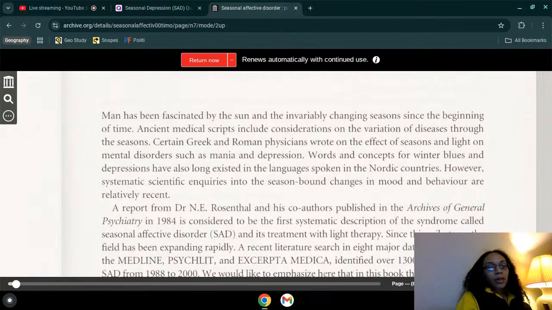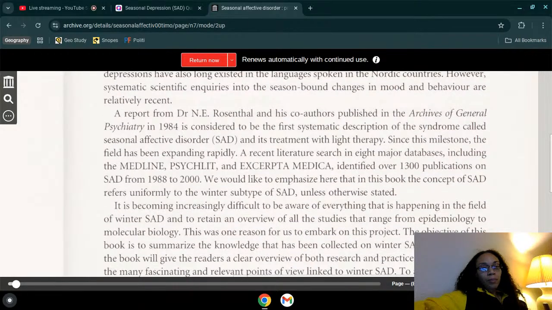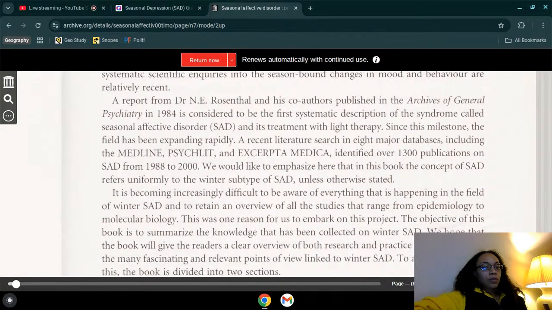A report from Dr. N.E. Rosenthal and his co authors, published in the Archives of General Psychiatry in 1984, is considered to be the first systematic description of the syndrome called seasonal affective disorder and its treatment with light therapy. Since this milestone, the field has been expanding rapidly. A recent literature search in 8 major databases, including the Medline, PsycINFO and Excerpta Medica, identified over 1,300 publications on SAD from 1988 to 2000.